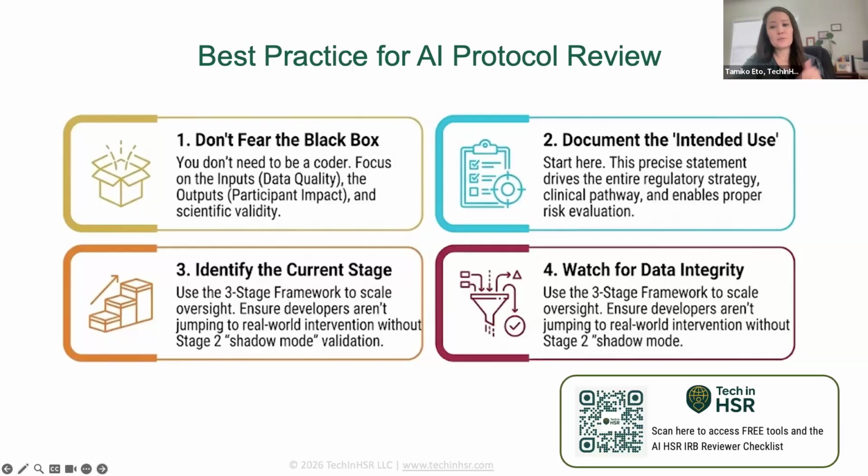And then best practice number 4, that last one, watch for data integrity and decommissioning. So the training and validation data must match the population that you're deploying the tool in or on, and the protocol must address what happens to the data and the models after the study ends. The AI-HSR IRB review checklist, which walks through all 4 checkpoints in a structured form, is available for free through TechInHSR. You can scan this QR code on the slide or visit techinhsr.com. It's designed to be usable by any IRB reviewer, regardless of technical background.